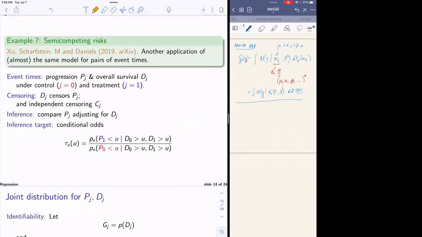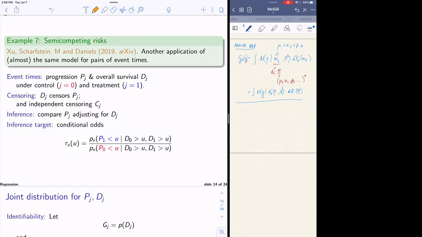I have another little example coming up, and then some variations. I'm thinking for a moment, should we skip the next example? I'll just go fast on that example. It's just another example, using the same BNP prior for dependent event times. In this case, it's an application to what is known as semi-competing risks.